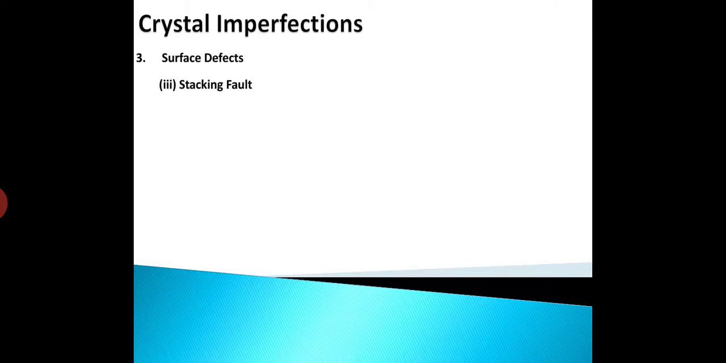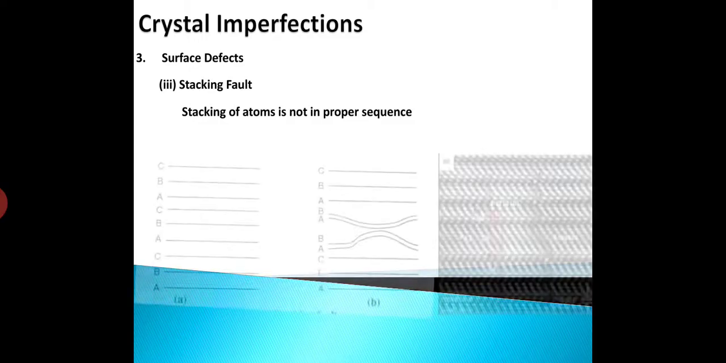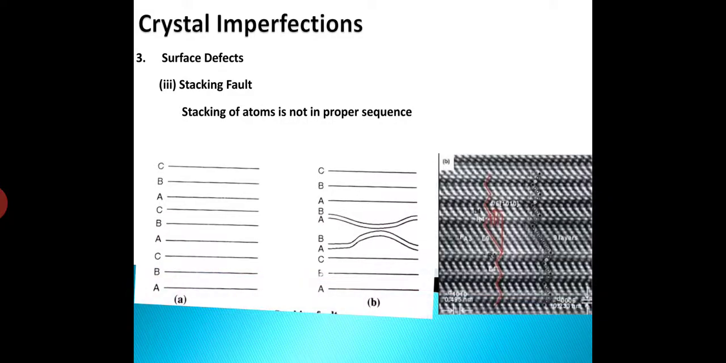Then the third type of surface defect is a stacking fault, when the atoms are not in proper sequence. As shown in the figure, the atoms are in proper sequence, that is CBA. CBA is the atomic plane arrangement, but figure B shows CBA, then BAB, ACB, and that is not a proper arrangement. So a stacking fault or stacking defect occurs, and the side image shows a microscopic view of that stacking fault.